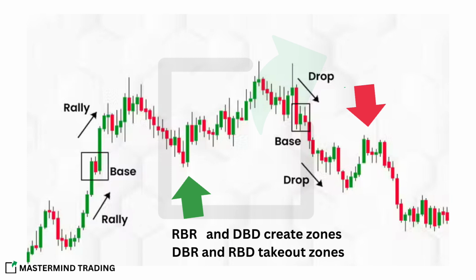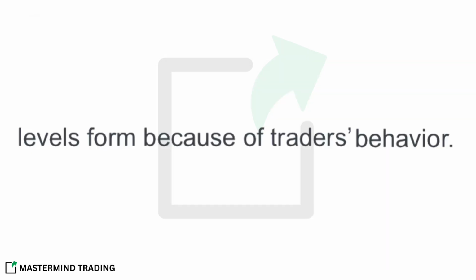I like to only trade off rally-based rally and drop-based drop. And from what you find here, you will notice that whenever a rally-based rally and a drop-based drop is identified on the price chart, when the market returns to take out that level, it will usually do that with either a drop-based rally or a rally-based drop, as the case may be. We'll look at this in further illustrations.